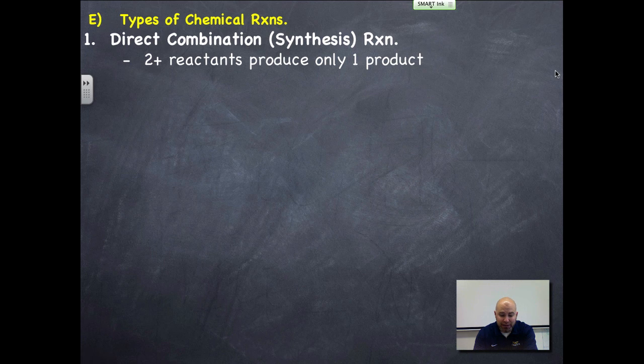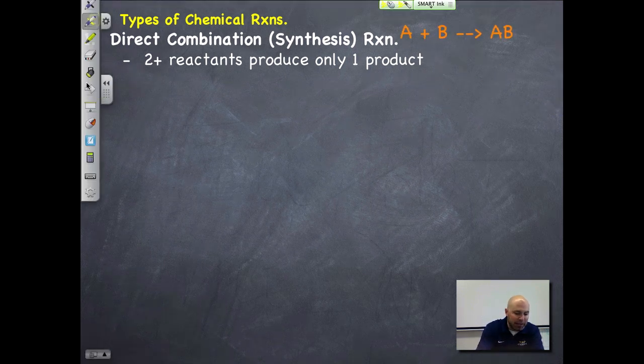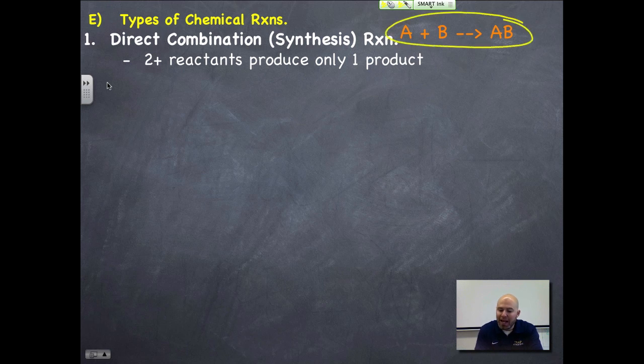I like a generic little analogy here. A plus B yields AB. So two or more reactants producing only one product. A very simple example would be hydrogen getting together with oxygen, and that could be the word equation. Hydrogen gets together with oxygen to produce, or yield, water. So hydrogen reacts with oxygen to produce water.